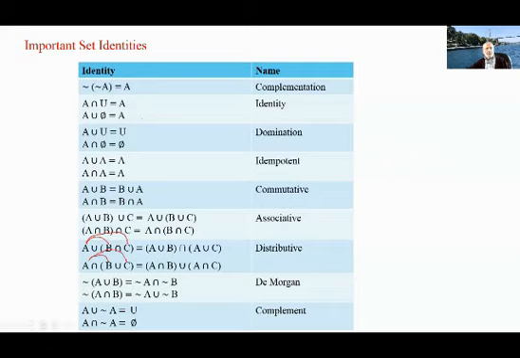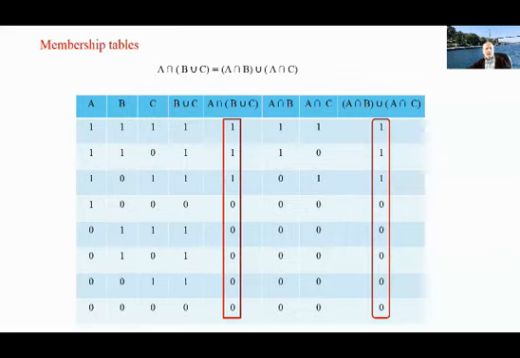Now, all these properties can be proved directly, or you can use what we call membership tables. I'm going to do one of them using membership tables to show you how it's done. Here I want to show this distributive identity. I have three sets, A, B, and C. So I put A, B, and C.